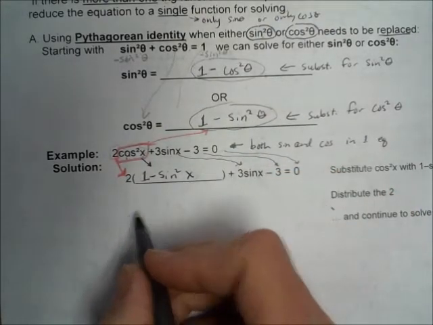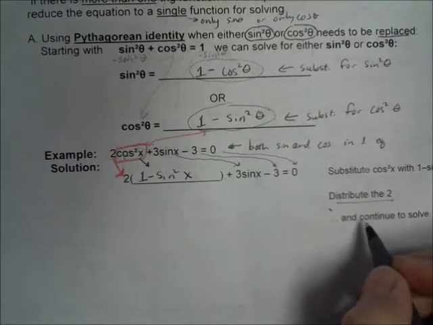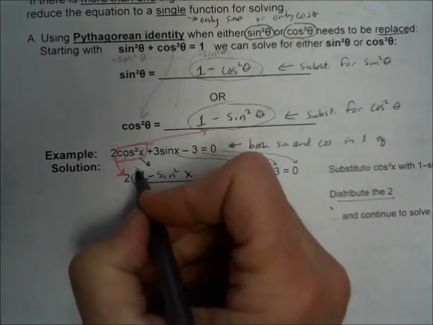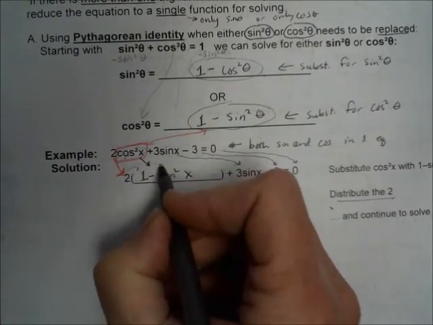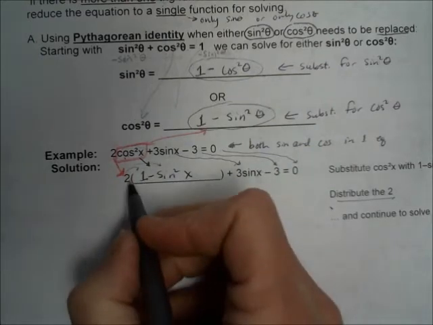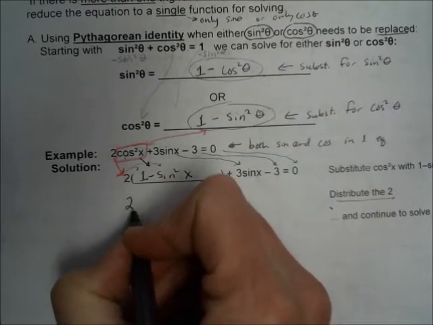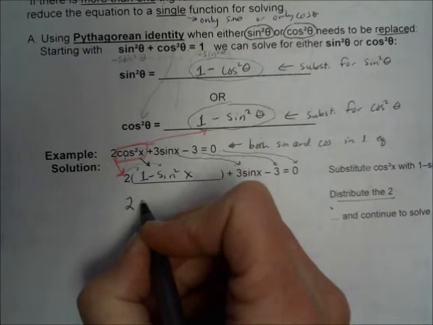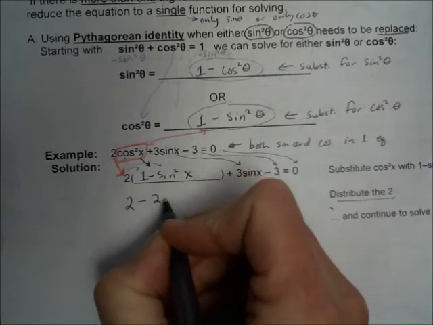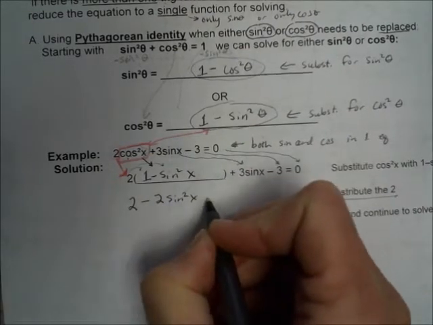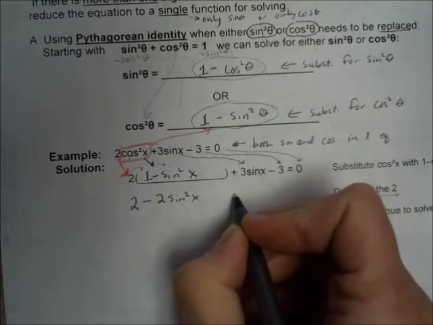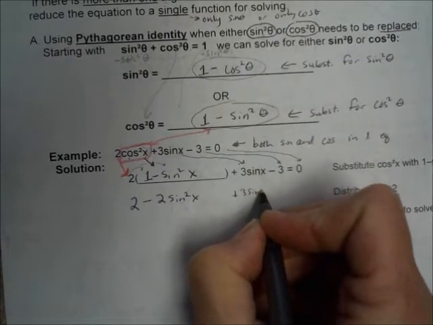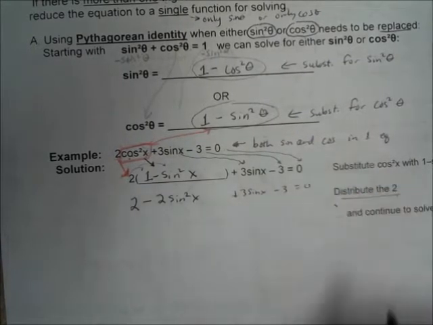So the next thing we're going to do is distribute the 2. So this 2 gets multiplied by the 1, and it gets multiplied by the negative sine squared. So 2 times 1 is 2. 2 times negative sine squared is negative 2 sine squared of x. And then we drop everything down, plus 3 sine of x minus 3 equals 0.